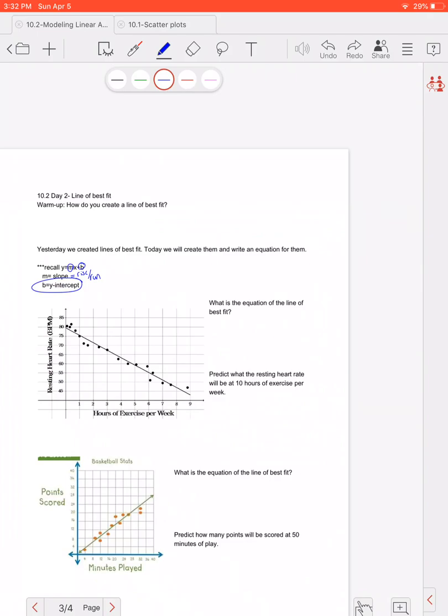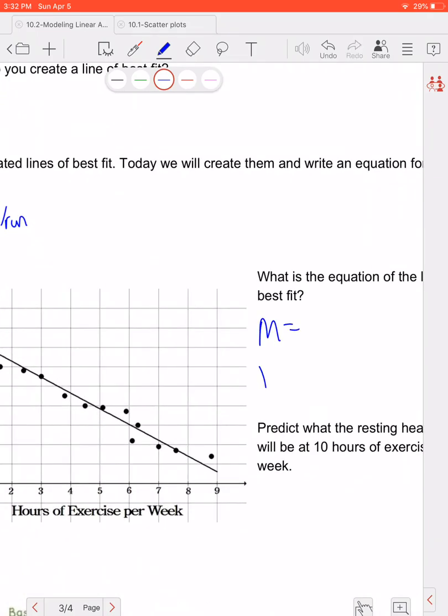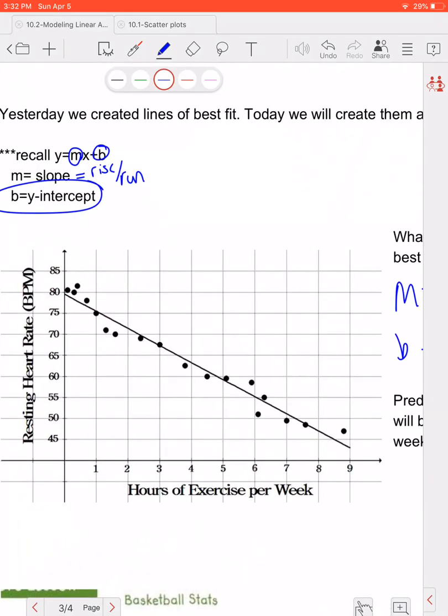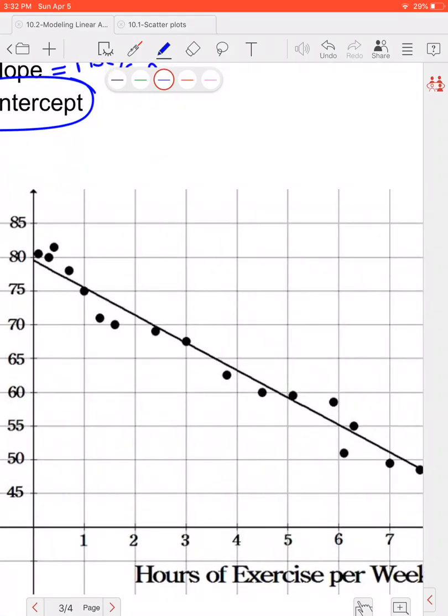So the first part is, what is the equation of the line of best fit? So I need to identify what my slope is and what my y-intercept is. Now this is where it's going to be helpful if your line of best fit kind of hits 2 points, so you can find the slope to the best of your ability, okay? And since this one is very, very close to the line, I'm going to use that. And that looks like it's at the point (5, 60), okay?